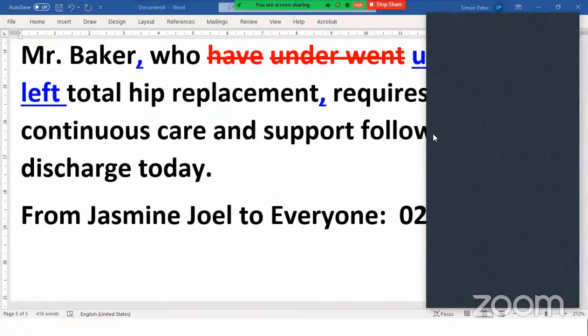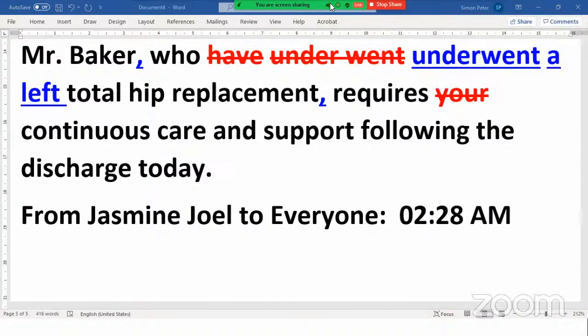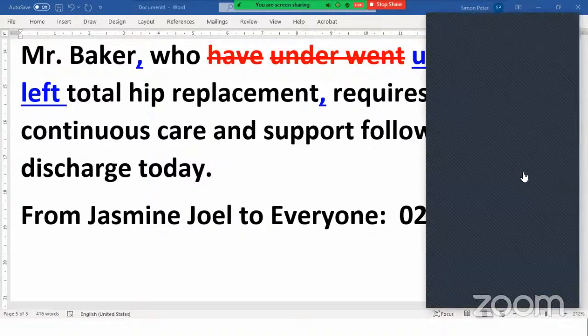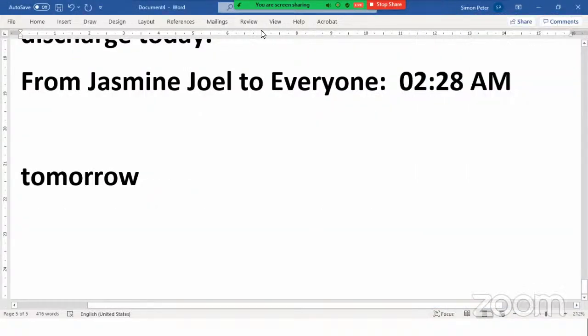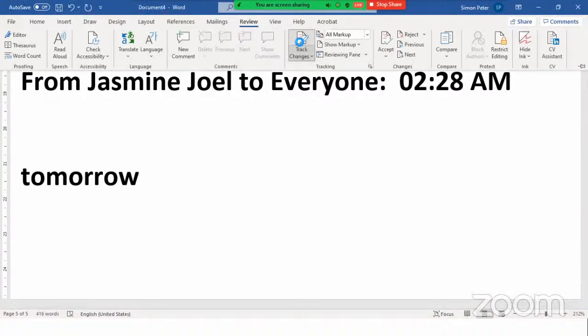So next one is 228. So last two things are there here. So we are moving to the next paragraph.